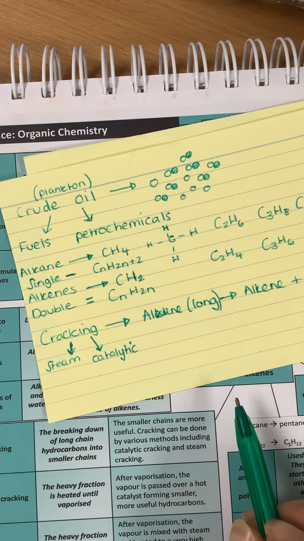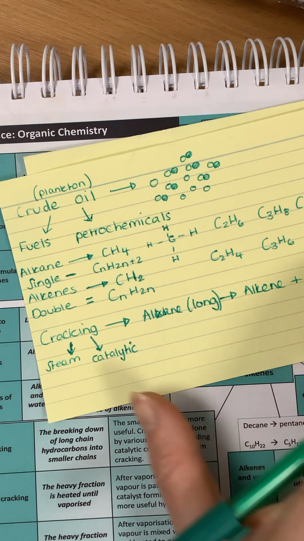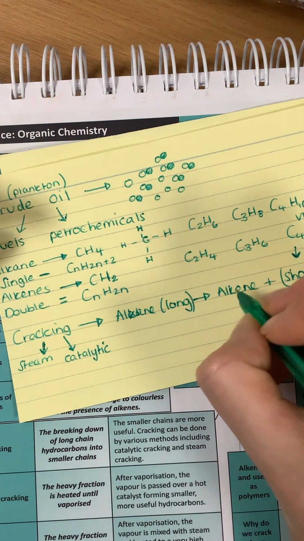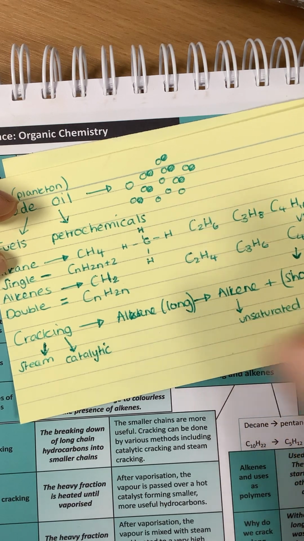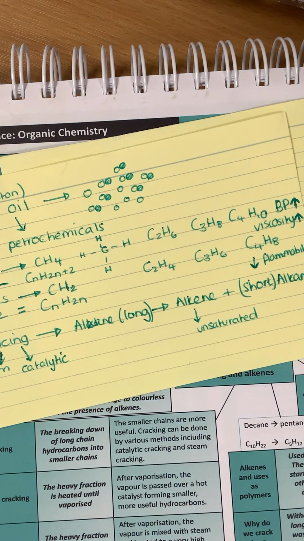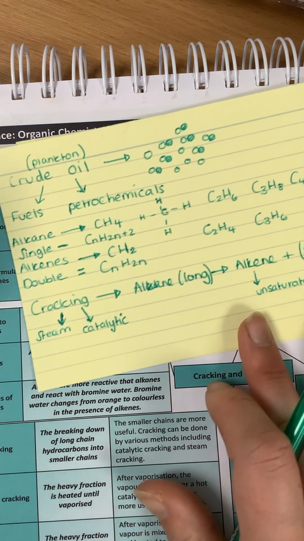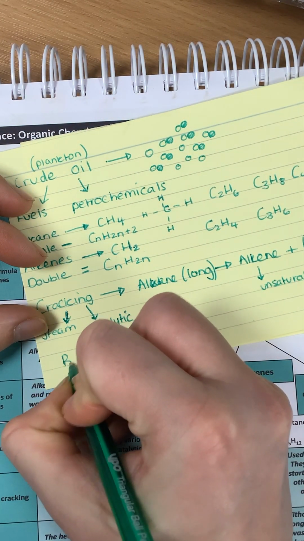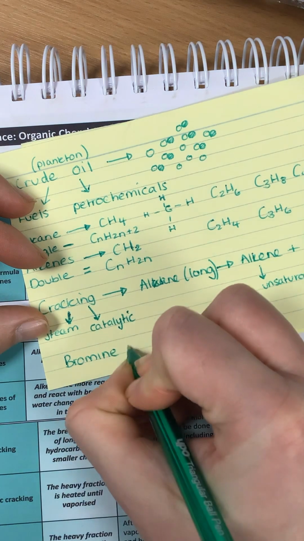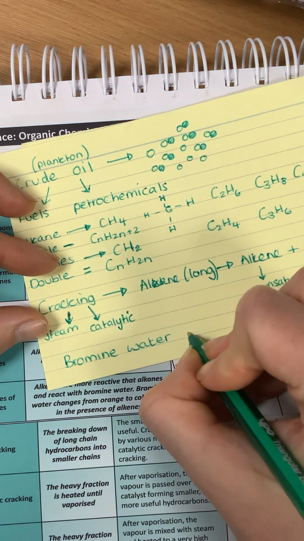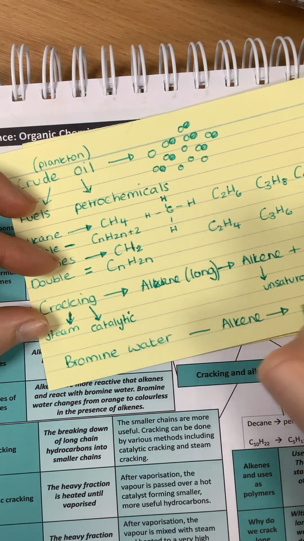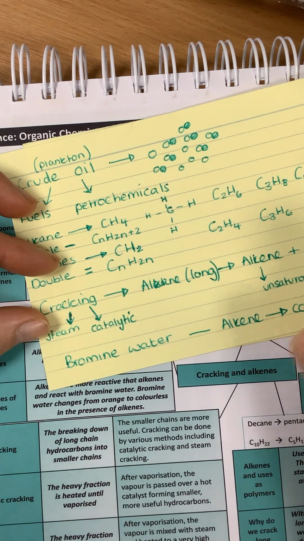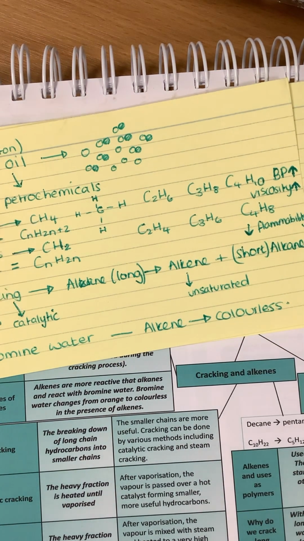We know the general formula. We know that they are double bonded. And that is because, or this allows us, to say that alkenes are unsaturated. They are much more useful as a fuel because they have bonds that are free to react with other atoms or elements. The final thing that I'm going to put on this flashcard is how we test for an alkene or an alkane. And we use bromine water. And if it is an alkene, then the bromine water will turn colourless.